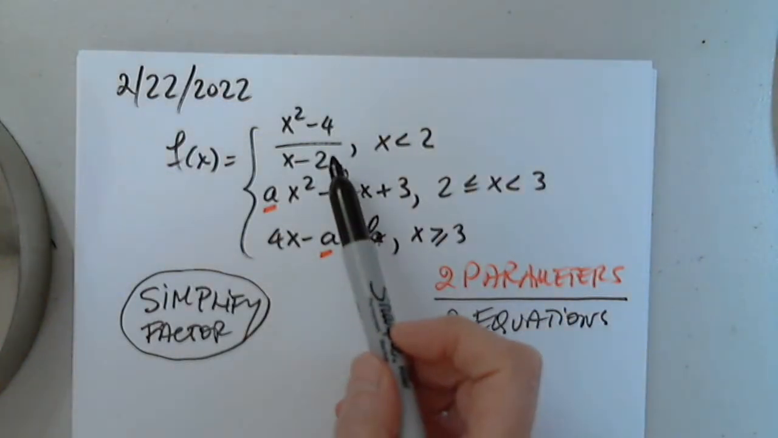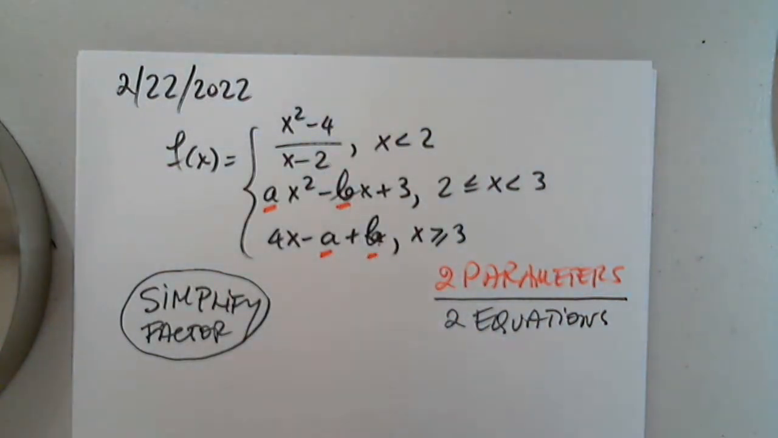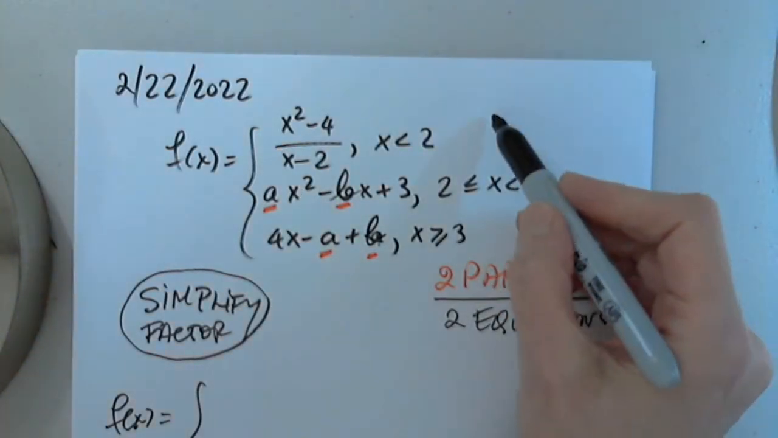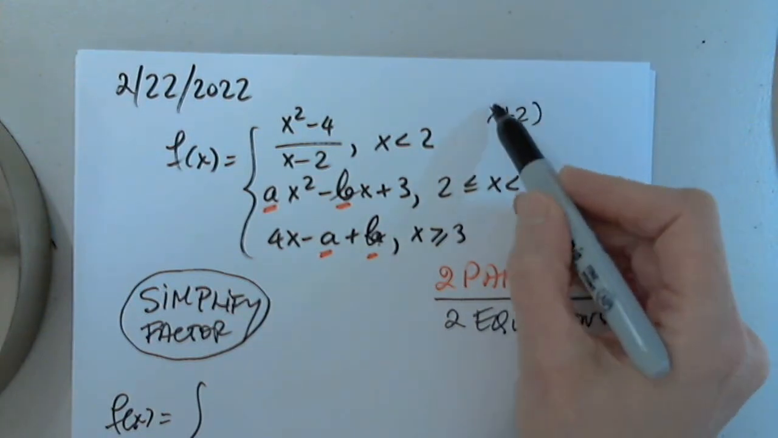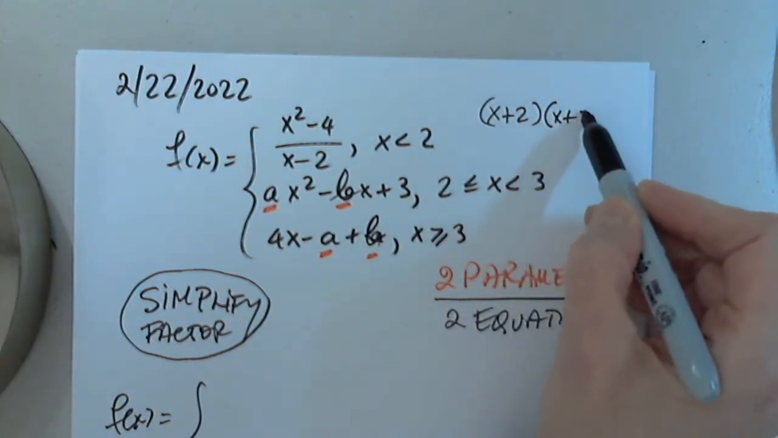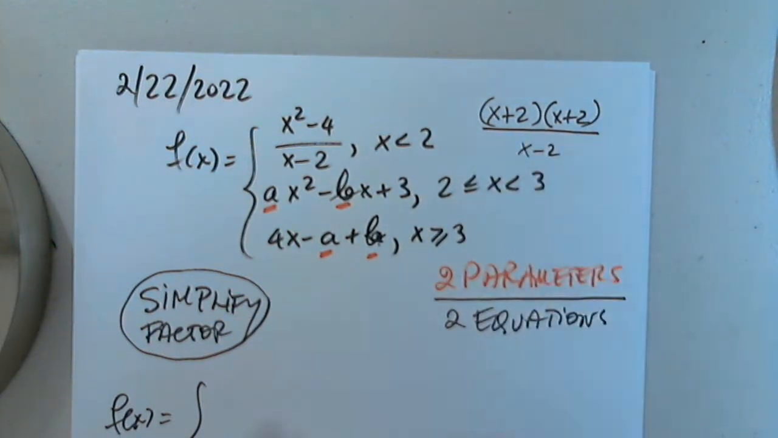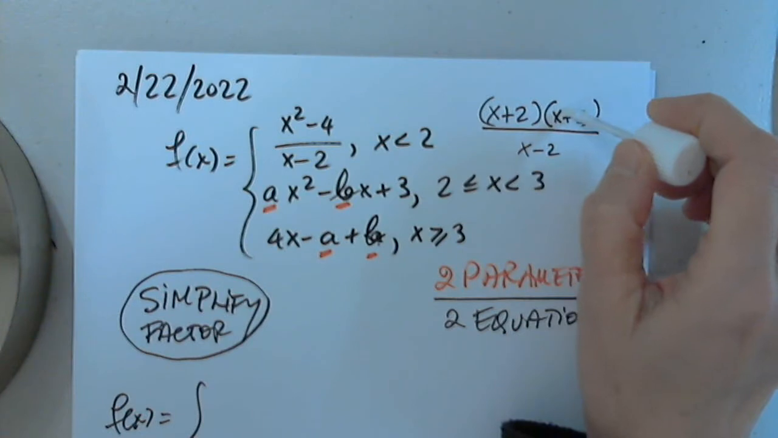But can I simplify that one? Yes. How? x squared minus 4 becomes x minus 2 times x plus 2. Good. I meant to write minus, of course. And x minus 2. Good. So then what will I do? Cancel out the x minus 2 and the x minus 2.